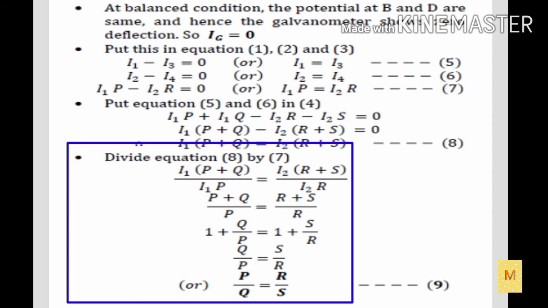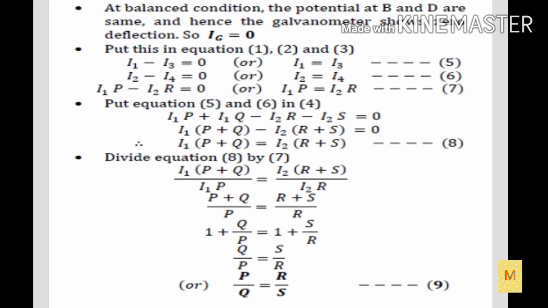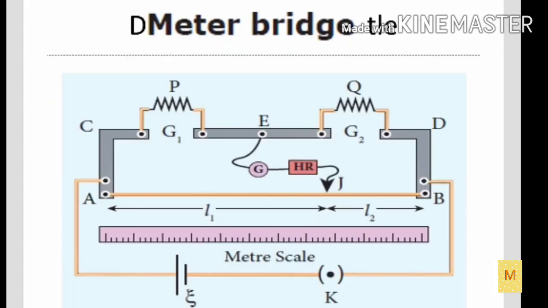With the help of this equation, we can compare the resistance of two different resistors, or we can find the resistance of the given resistor in the electrical circuit. Next one, meter bridge. This electrical circuit helps to determine the resistance of the given wire. Here the experimental arrangement is given. Meter bridge is another form of Wheatstone's bridge.